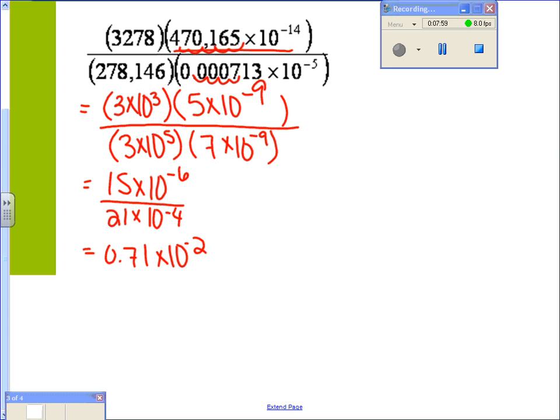Would we leave our answer like that? You would do what? And we want to estimate it. So not 7.1, it would become 7.